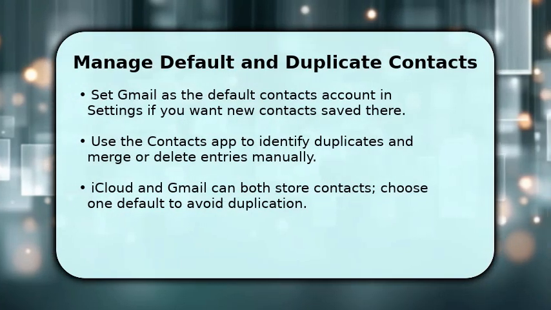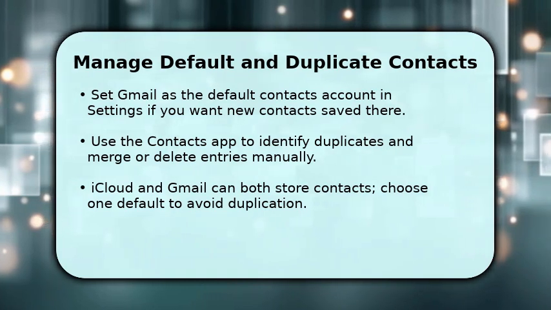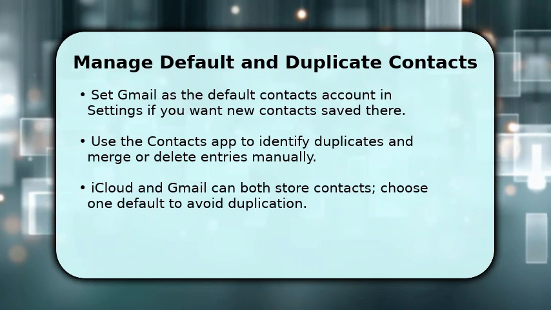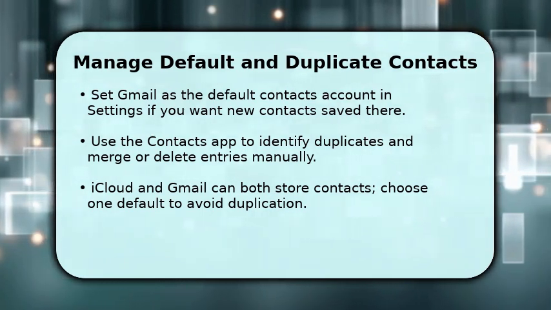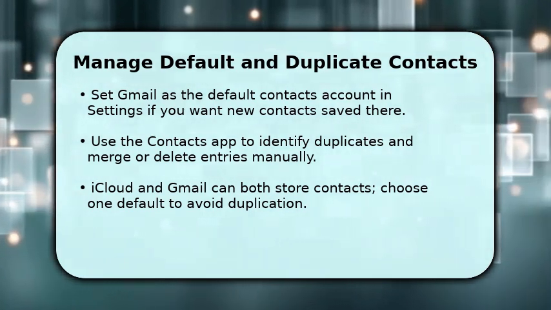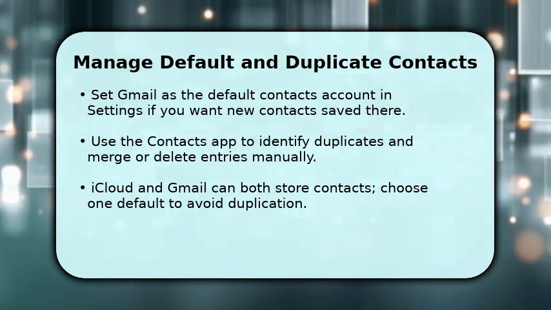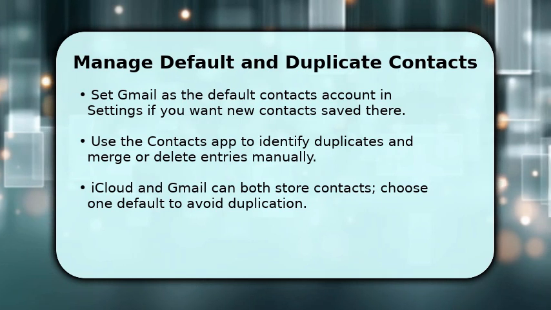If you want new contacts saved to Gmail, set Gmail as the default contacts account in Settings. Open Settings, go to Contacts, and choose Default Account, then pick your Google account. iCloud and Gmail can both store contacts. Choose one default to avoid duplication across services.